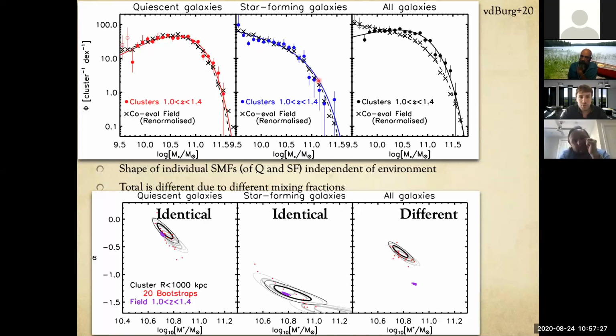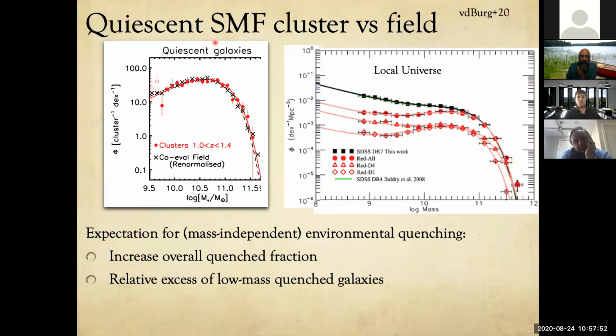And the same is true for the star-forming galaxies. The star-forming galaxies have a similar shape of the stellar mass function between the cluster and the field. What is very different, again, is that of all galaxies. If you combine all galaxies, the shape of the stellar mass function is dramatically different. And these three can only be true because there are many more quenched galaxies in the cluster compared to the field.